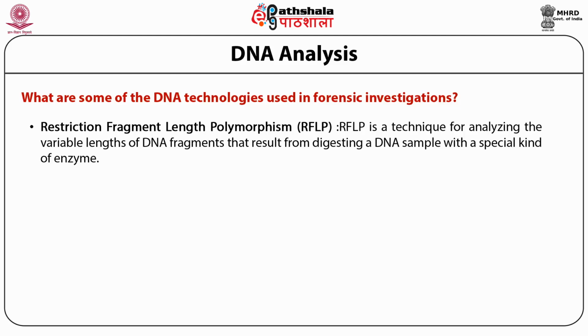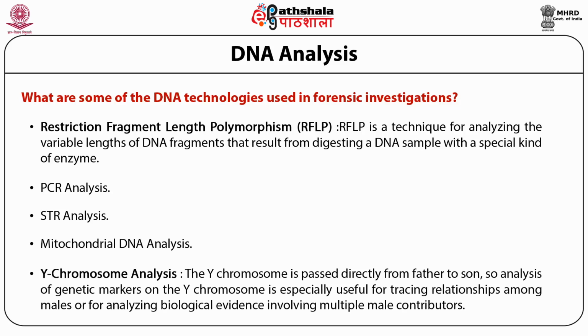The second is PCR analysis. The third is STR analysis. Fourth is mitochondrial DNA analysis. And lastly, Y chromosome analysis. Now, the Y chromosome is passed directly from father to son, so analysis of genetic markers on the Y chromosome is especially useful for tracing relationships among males or for analyzing biological evidence involving multiple male contributors.